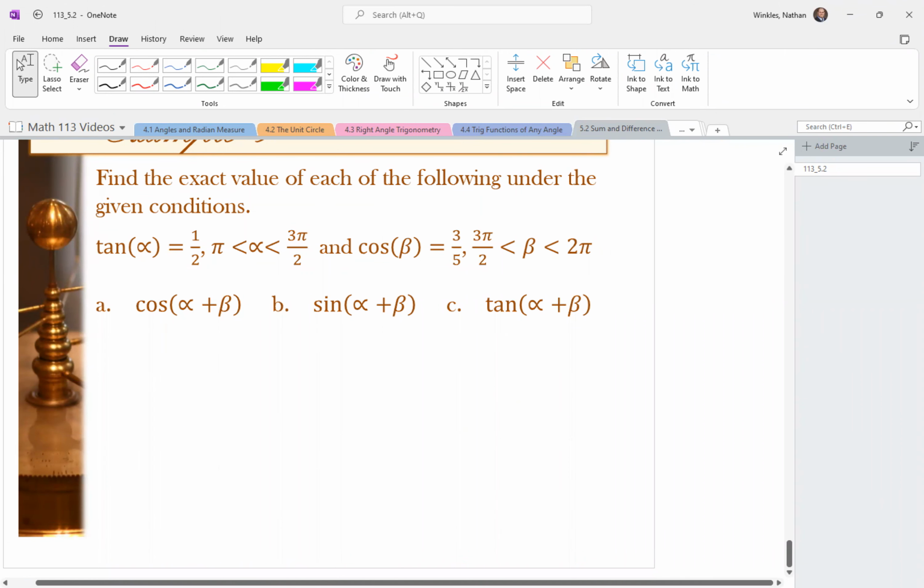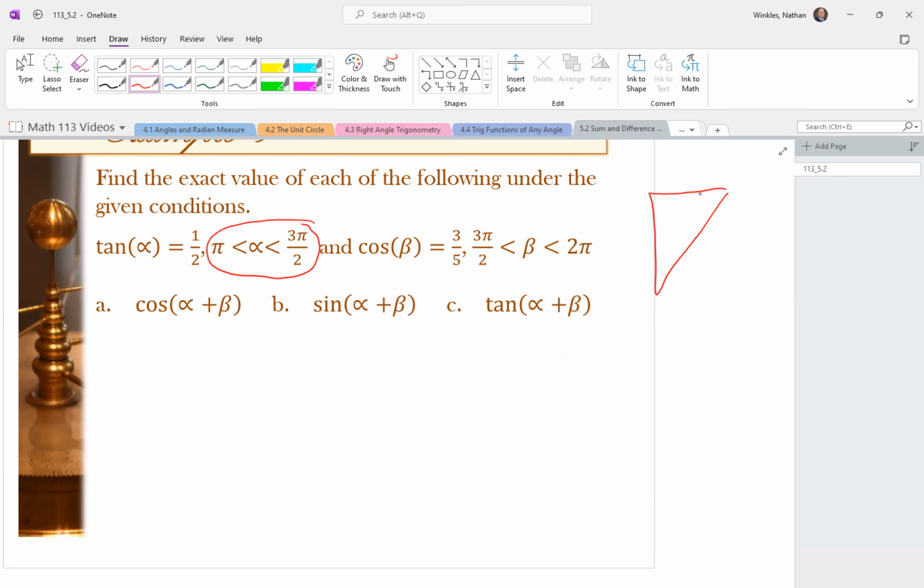So same style problem, just we're giving it in a slightly different way now. So let's draw it out before we even get started. So alpha is between pi and 3 pi over 2. So that means that we are in the fourth or third quadrant. So if this is my alpha, so tangent is 1 over negative, or negative 1 over negative 2, which means that this is square root of 5.